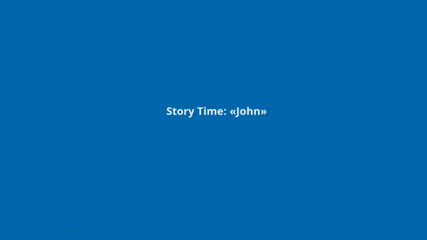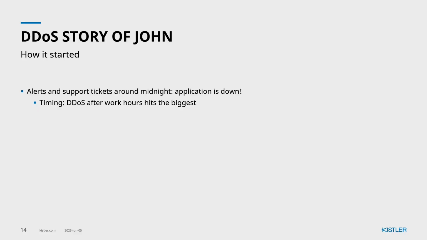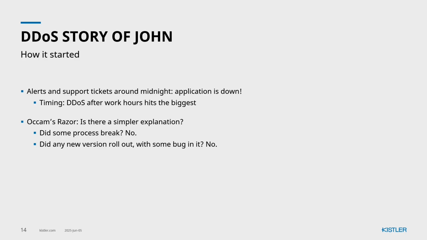The first guy is called John, and John is having a support shift. It's outside of regular business hours, and now he gets notifications that the application is down, because that's when the attack is the biggest. He's a clever guy, so the first thing he thinks about is Occam's razor: maybe the simplest explanation is the best one.